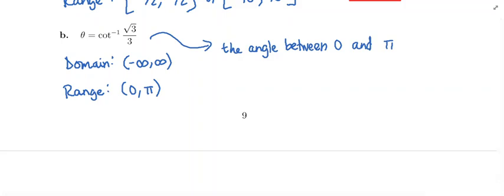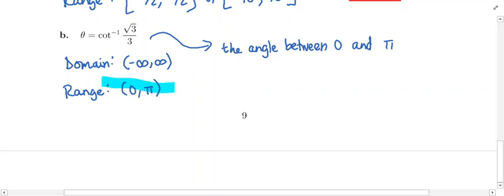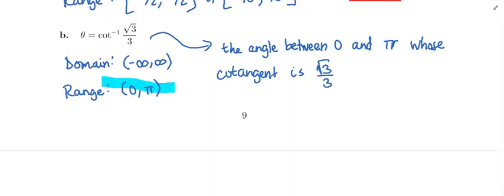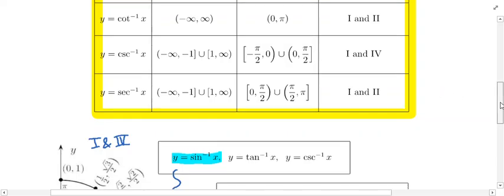Okay, that's based on the range. Okay, whose cotangent is the square root of 3 over 3. So let's go look at the unit circle. We know based on this range, 0 to pi, that corresponds to the top half of the unit circle. So for cotangent, we need to focus on quadrants 1 and 2.